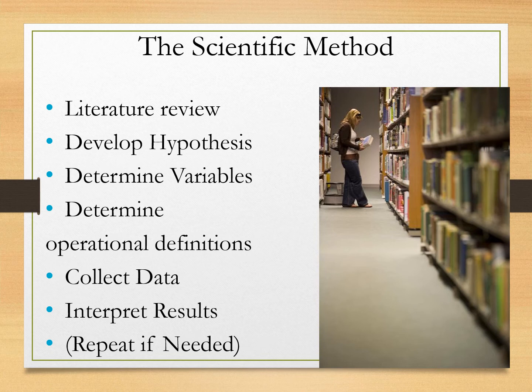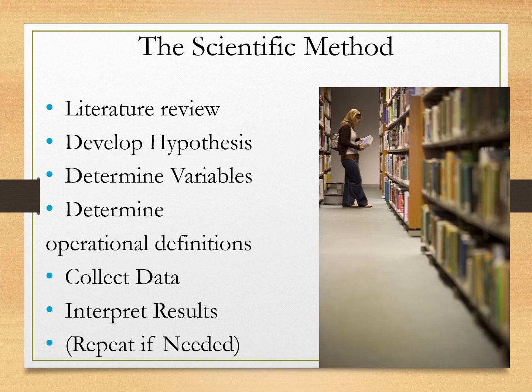Then we determine our operational definitions. What exactly do I mean by that variable? What exactly do I mean by another variable? If I'm talking about obesity rates, what do I mean by obesity? Am I talking about someone who's 20 pounds overweight? Am I talking about someone who's 200 pounds overweight? We need to be very exacting in this phase of operational definitions. That phase can actually take a while and takes a great amount of effort.